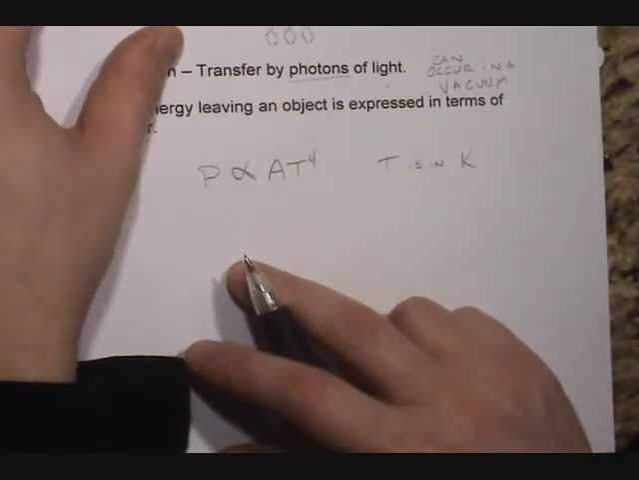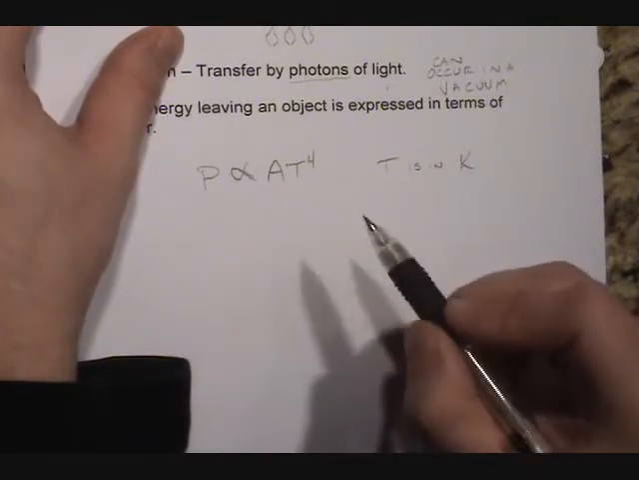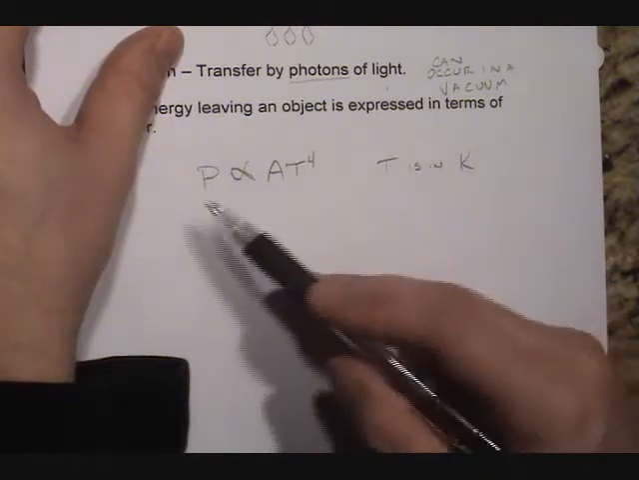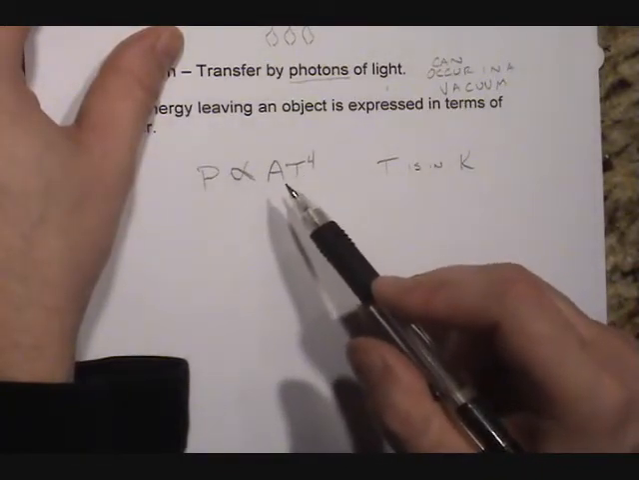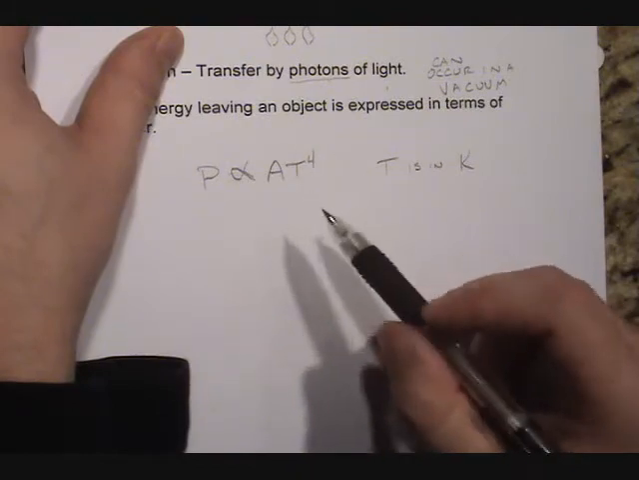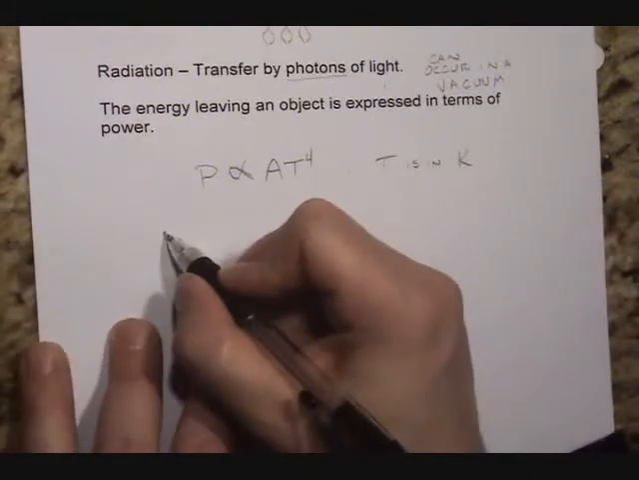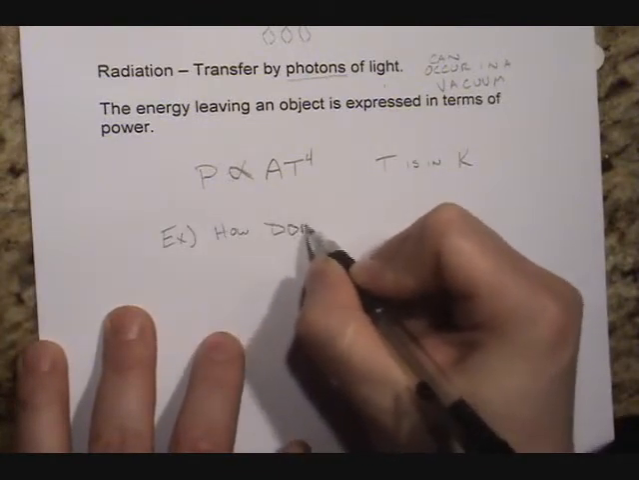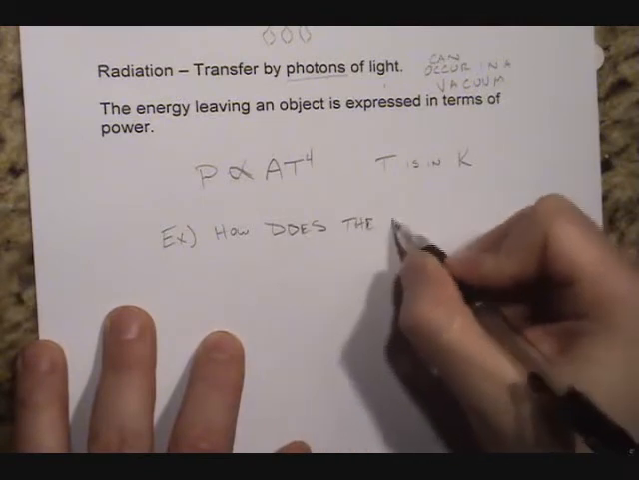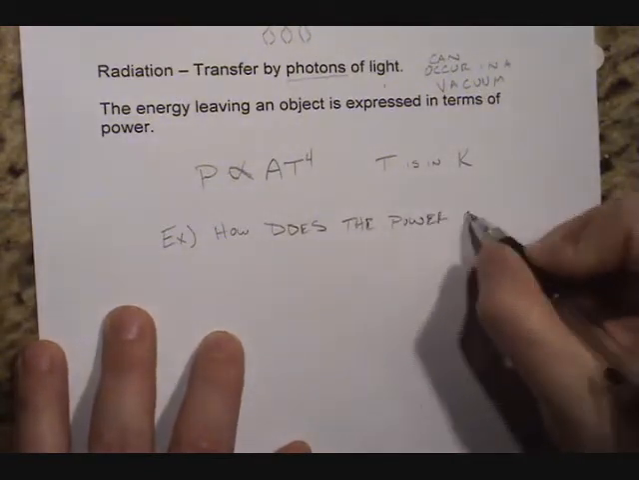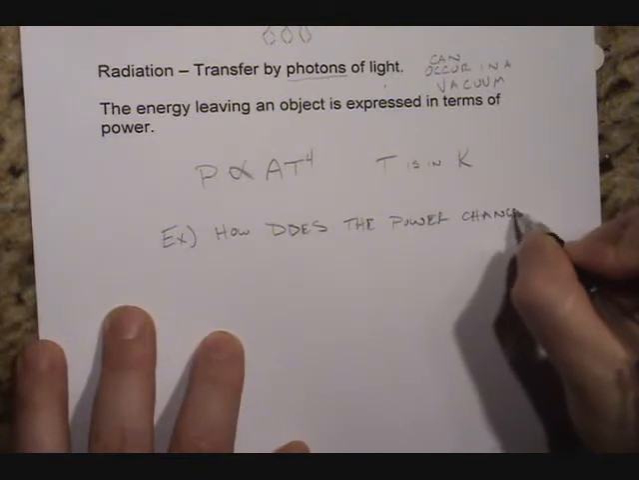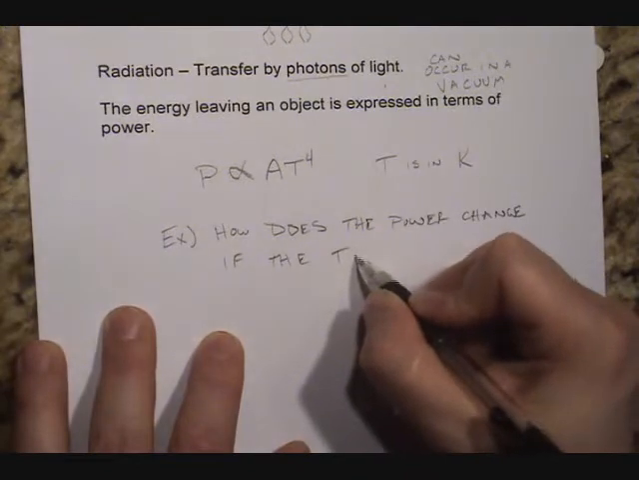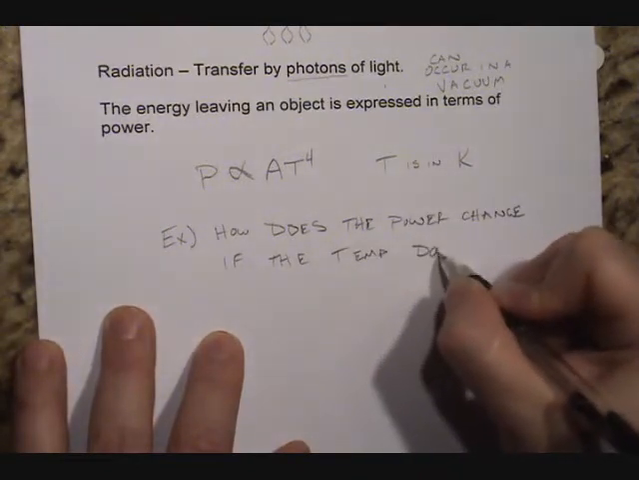And that's an important point. When we look at temperature changes, it doesn't matter whether we use Kelvin or Celsius, but when we want the power equation, or we want the energy that's in an object, then we have to use the Kelvin scale. So, for example, how does the power change if the temperature doubles?